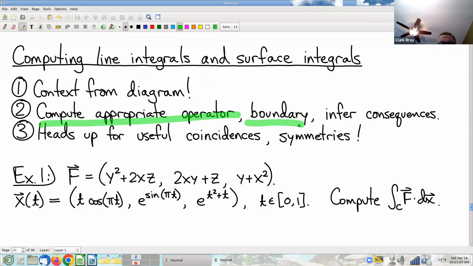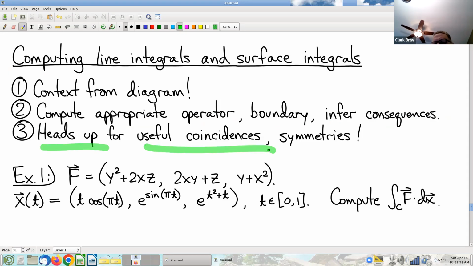Think about the boundary of whatever your domain is, and then there will be consequences that come from those computations, certain conclusions you can draw about what's on the table, what you might possibly be able to use, and what realistically you're not going to be able to use. And of course, you also want to always be heads up about coincidences, geometric good fortune. Sometimes you get lucky. Sometimes an integral is zero by symmetry. You want to always be on the lookout for these kinds of things as well. All right, so let's get started.